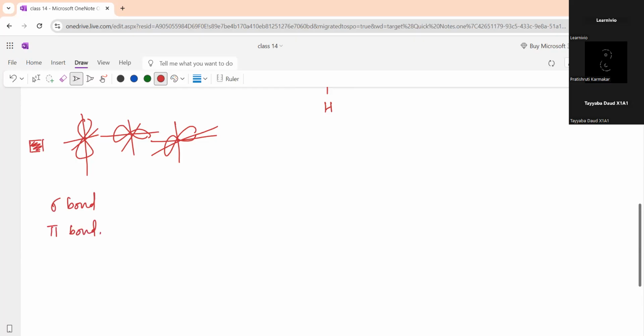Do you have any idea what is sigma bond and what is pi bond? No, ma'am. Okay, so what is sigma bond? See, hydrogen has an s orbital and the s orbital is spherical. Carbon has a p orbital, which is like 2 balloons, right? Now, when carbon is bonding with hydrogen, this is the bond for hydrogen and this is for carbon.